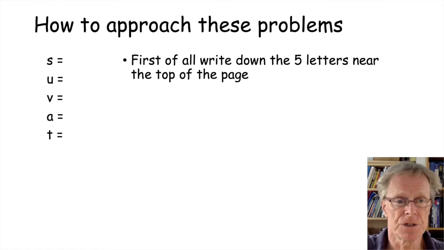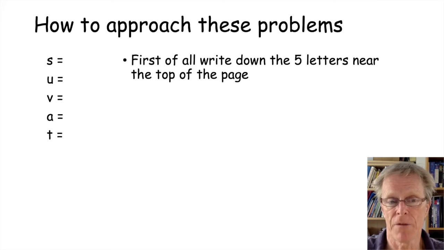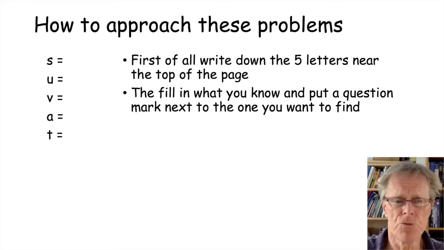So the first thing to do when you start on these problems is write down the 5 letters, S, U, V, A, T. I normally put them in the top left-hand side of the paper, and what we then do is start filling them in. So you read through the question, and you put in the ones you know, and then I always put a question mark against the one I'm trying to find out.